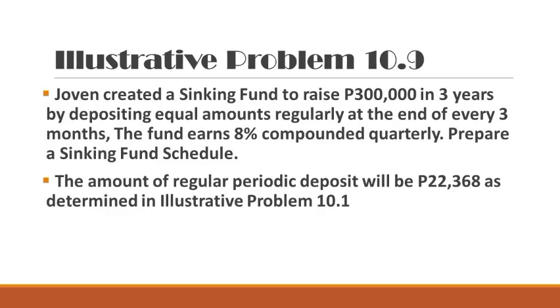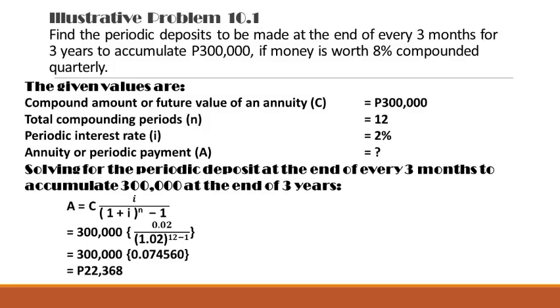Illustrative problem 10.9. Joven created a sinking fund to raise 300,000 pesos in 3 years by depositing equal amounts regularly at the end of every 3 months. The fund earns 8% compounded quarterly. The amount of regular periodic deposit will be 22,368 pesos as determined in illustrative problem 10.1. So in this illustrative problem 10.1, we will acquire the annuity or the periodic payment A.